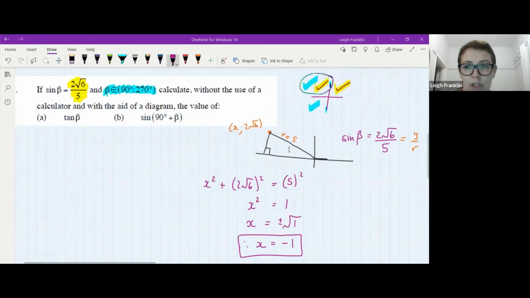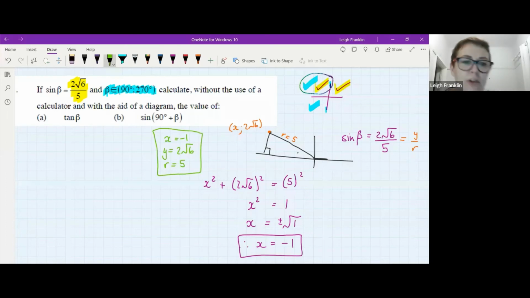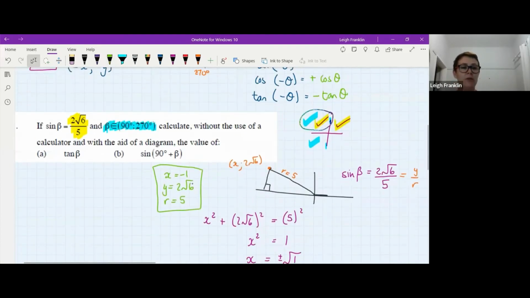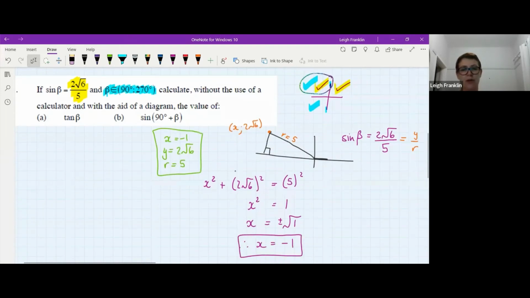So what I like to do with these sorts of Pythagoras diagrams at this stage, and you don't have to do this, but I like to do this, is make a summary. So I say to myself, okay, x is equal to negative 1, whilst y is equal to 2 root 6, and r is equal to 5. Now that I have this information, I can answer any of these questions that they give me. So can you see, matrics, we've had to do all this work before we've even begun to think about answering the questions. All of this is super necessary before we can even begin answering anything.